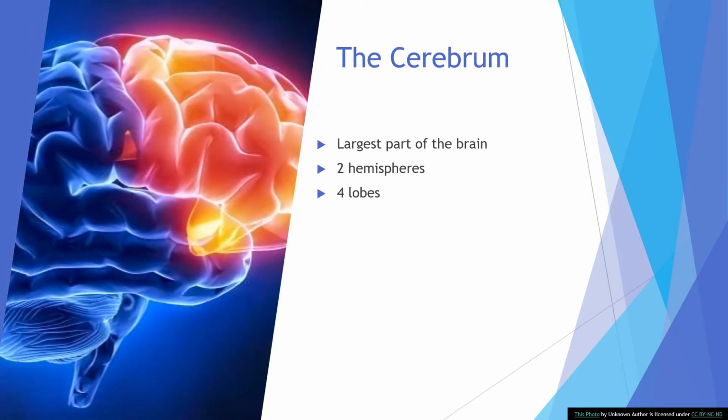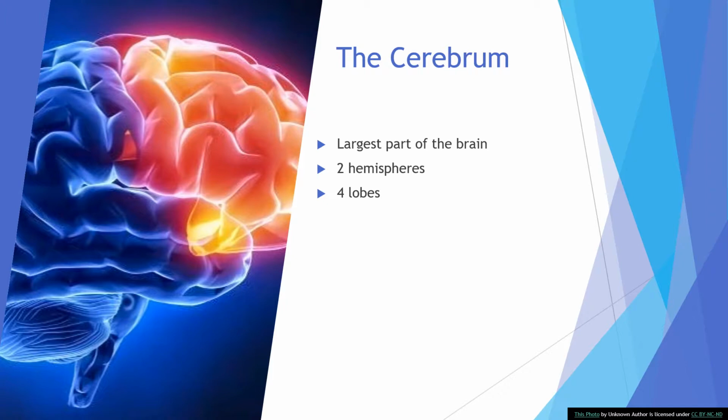The cerebrum. The cerebrum is the largest part of the brain. It is divided into left and right hemispheres. The left and right hemispheres control opposite sides of the body. This part of the brain also separates into 4 lobes called the frontal lobe, the parietal lobe, the occipital lobe, and the temporal lobe. Each lobe has many specific functions.